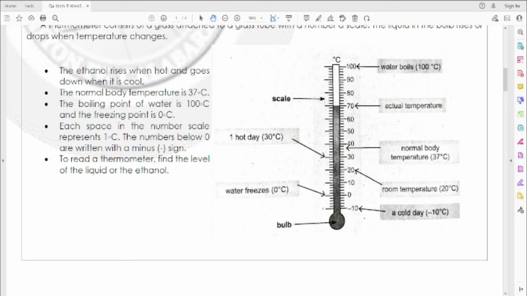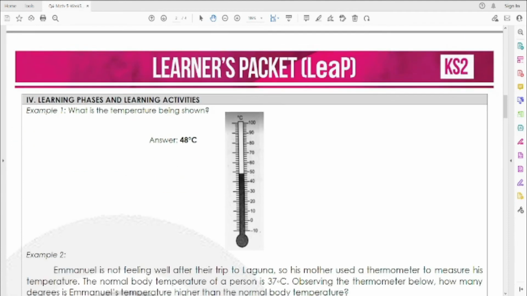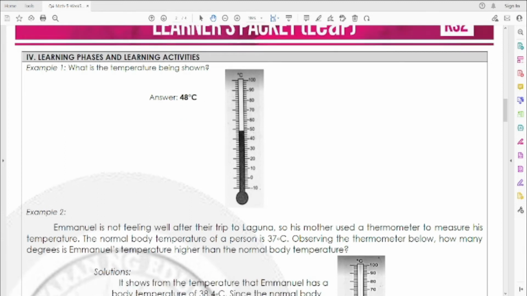Our normal body temperature reaches this line, 37 degrees Celsius. Our normal room temperature is 20 degrees Celsius. And a cold day is negative 10 degrees Celsius, below 0. So here is an example. What temperature is being shown? In this thermometer, the liquid is below 50, and that is 48 degrees Celsius.